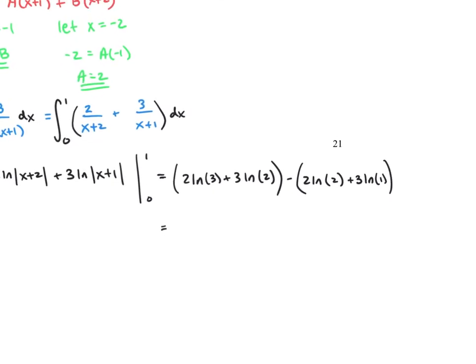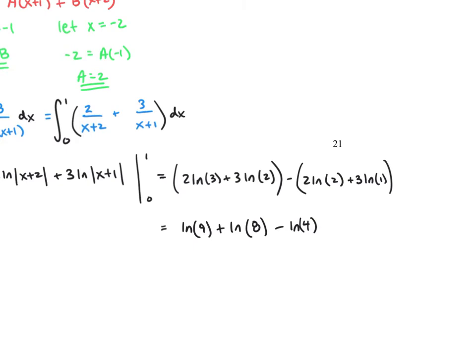So one of the properties of logarithms that we can use is we can take this value 2 that's multiplying the logarithm and raise the argument to that power. So this is really the natural log of 3 squared. This would be the natural log of 2 to the 3rd power. And if we do that, we get natural log of 9 plus natural log of 8 minus the natural log of 4. And since the natural log of 1 is 0, that can cancel.